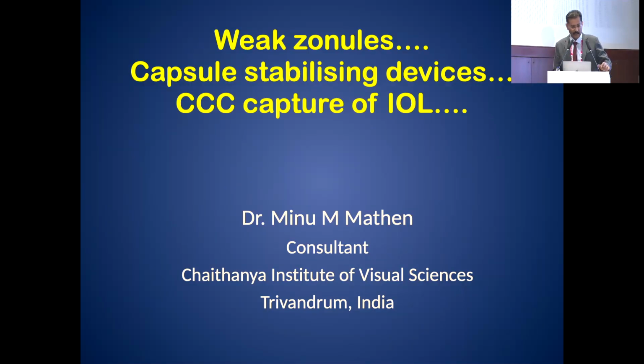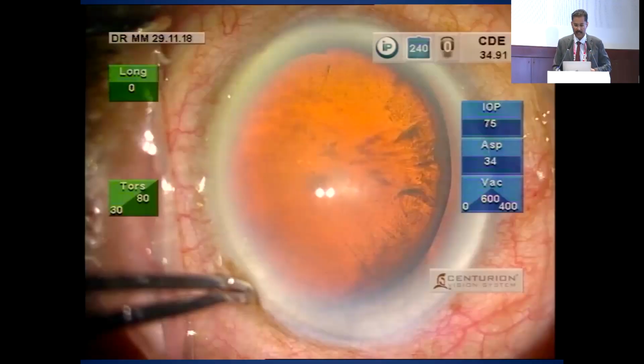So all these have weaker areas, and our manual capsulorhexis is superior in strength to most of these additional instruments. So our next speaker, Dr. Naren, had to leave because of an emergency. So I am going to deal with his topic also of weak zonules, capsulotomy in weak zonules, and capsule stabilizing.